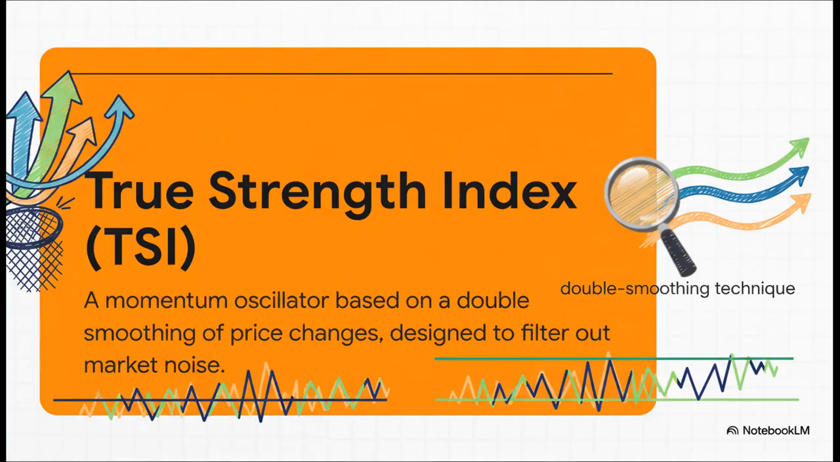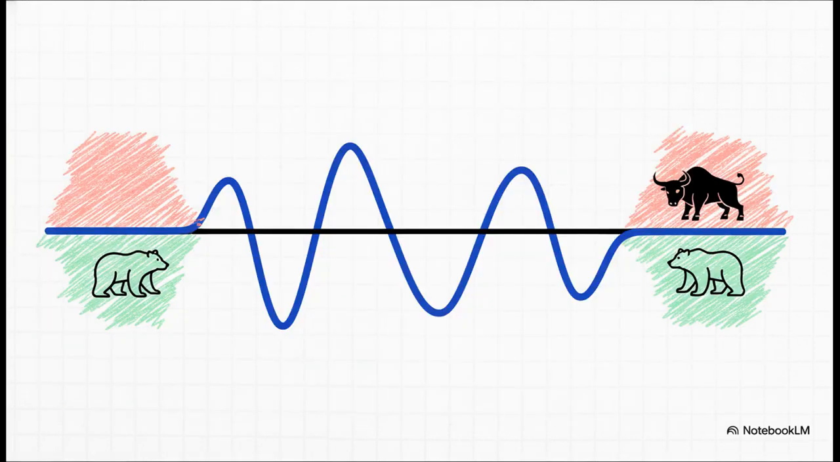So what is it exactly? Well, think of it as a momentum oscillator. Its whole job is to help you see not just which way the trend is going, but how strong that trend really is. And it does this using a pretty unique method called double smoothing to just cut right through the noise. So here are the key things to know.